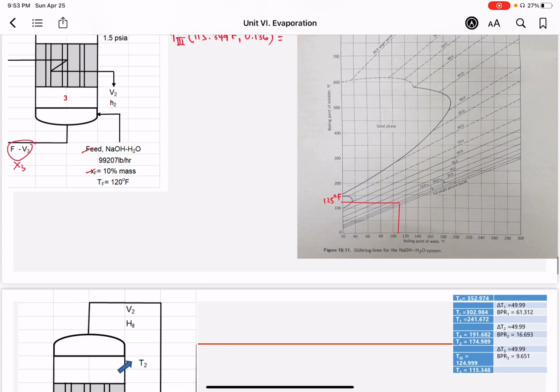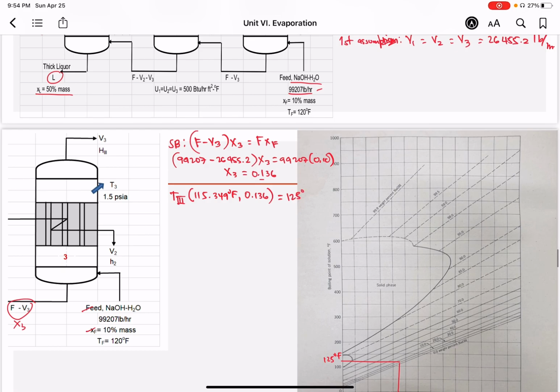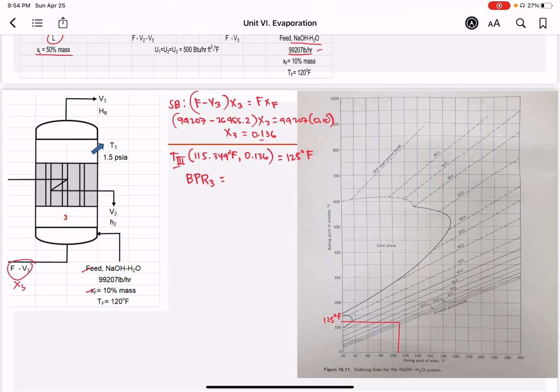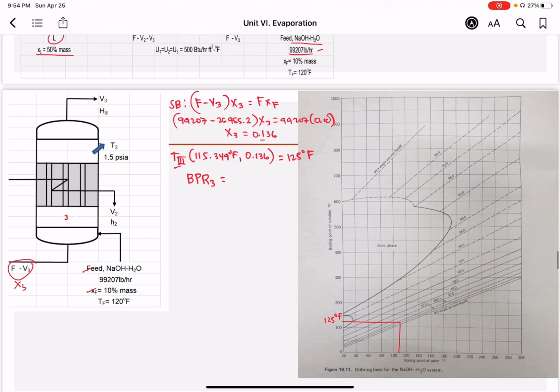So if my T3 now is equivalent to 125 degrees Fahrenheit, I could use a solute balance at effect. Pardon for that. If I know already T3 by using your relationship for your BPR3, BPR3 would then be equivalent to 125. Okay, so 125, that's the temperature that we got a while back, the temperature of the solution. So BPR3 is 125 minus the 115.349.